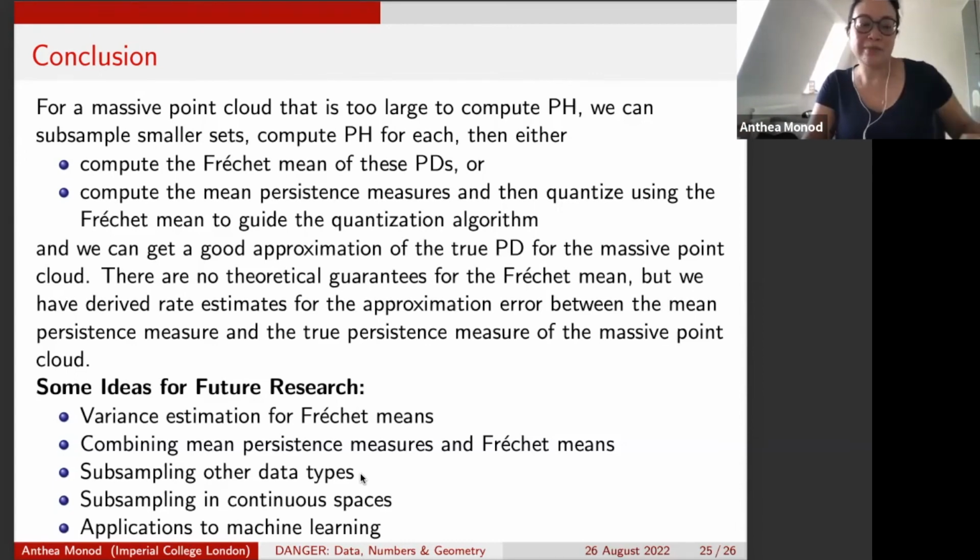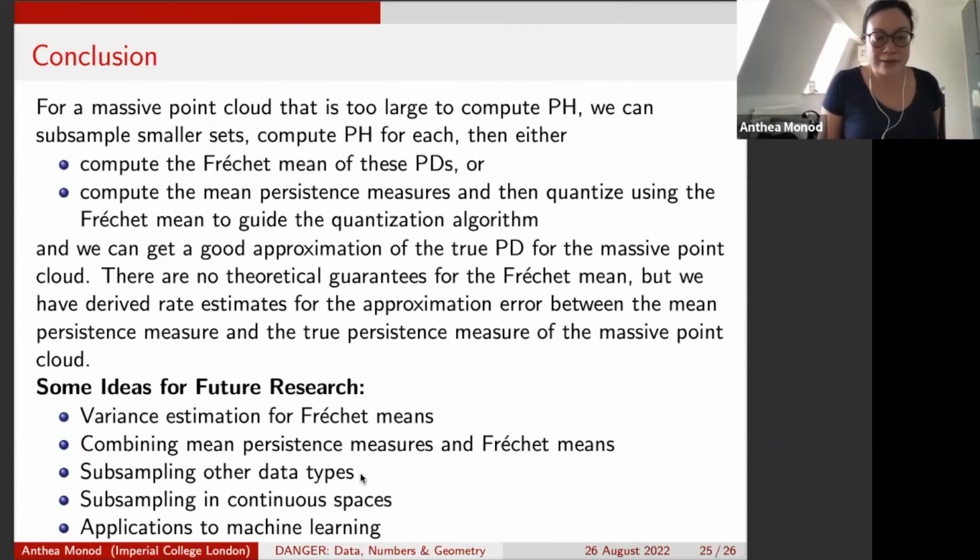We would also like to study subsampling for other data types, including the ones that we studied in our paper, like networks and gene expression data and all these other things, which don't have a point cloud structure, because all of our results are dependent on a point cloud. If you could derive guarantees for network data, for example, that would be something interesting to look at.